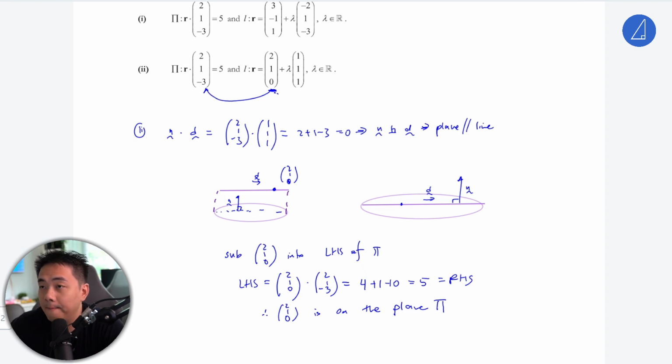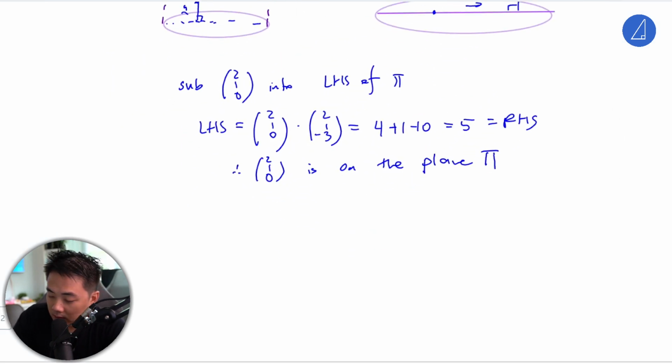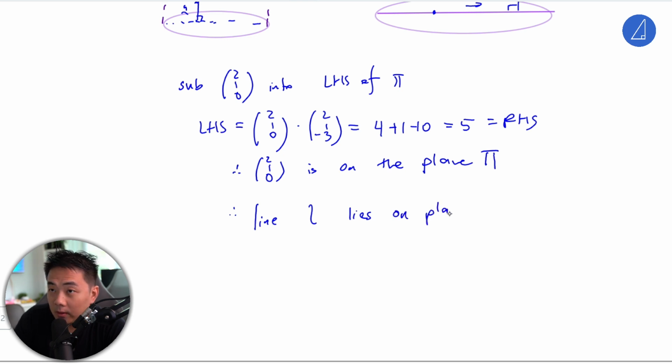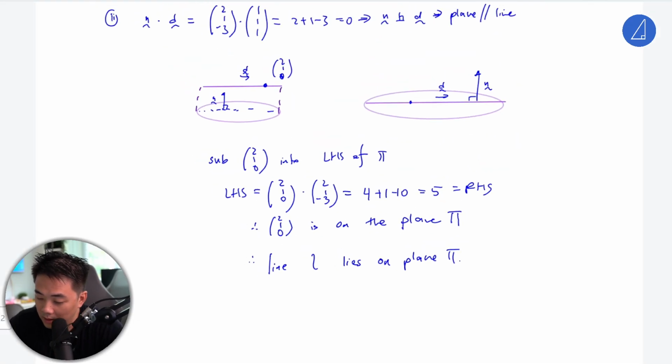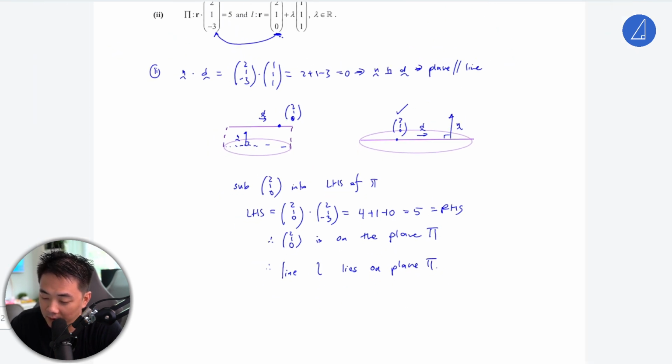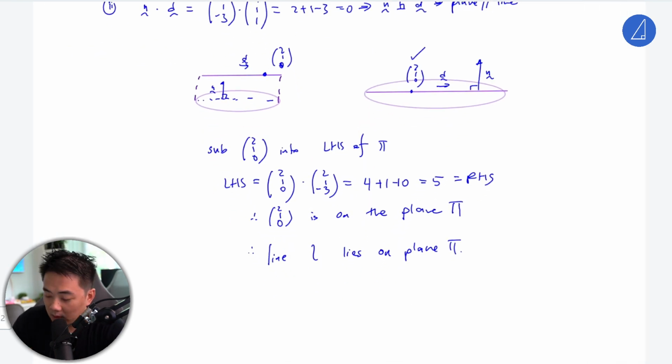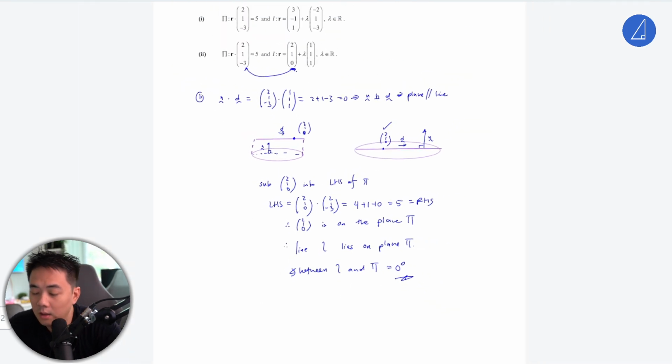So hence, line L lies on plane pi. That's about it. It has to be this case because 2, 1, 0 is actually on the plane. If it's parallel and the point is on the plane, then definitely the line is on the plane. The angle between them is obviously 0 degrees, because they're parallel. I think that's about it. That's how you do this question proficiently. If you have any questions at all, please let us know. I'll see you in the next question.